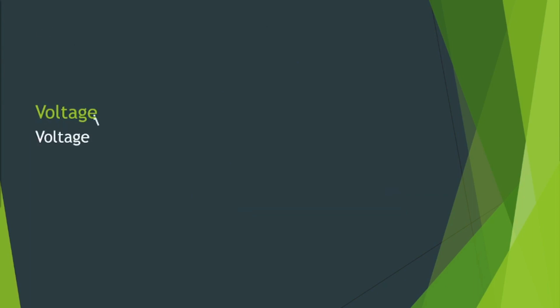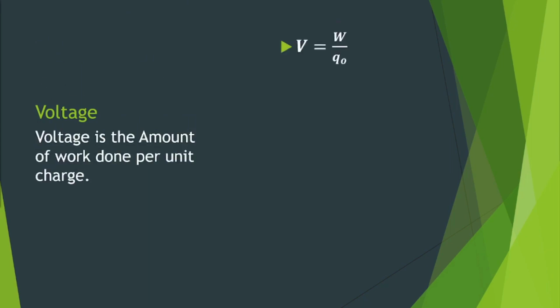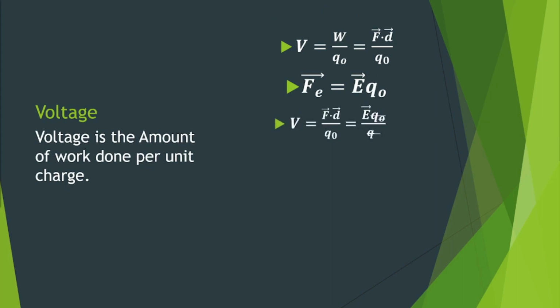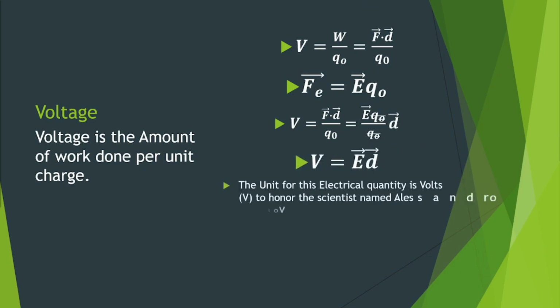We now define voltage. Voltage is the amount of work done per unit charge. We have voltage V is equal to work W over charge Q. We have a formula for the work done and this is equal to the electric force F multiplied by the displacement D divided by the charge Q. We also know that F sub E is equal to the electric field E times charge Q. When substituted into the formula we find that voltage V is equal to the product of electric field E and the displacement D.